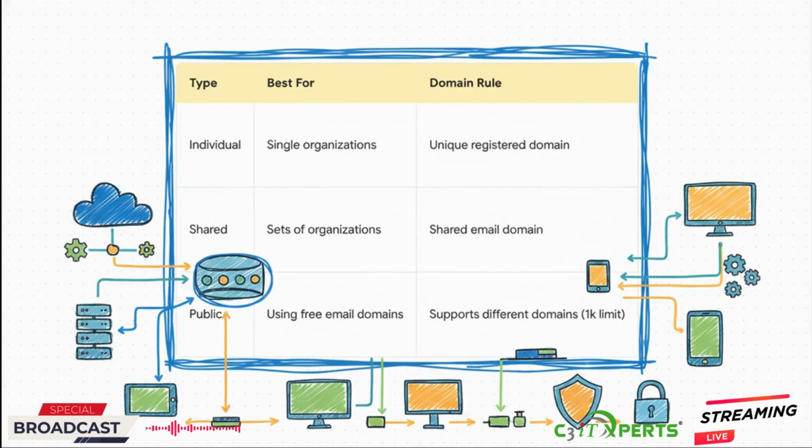Now, not every organization is built the same, so you've got a few different flavors of entity to choose from. For most places that have their own dedicated domain, you're going to go with individual. Simple. But say you're part of a big district where a bunch of schools all share one domain. Then you'll want the shared type. And if your organization uses public domains, like Gmail, the public type is there for you. But just keep an eye on that user limit.